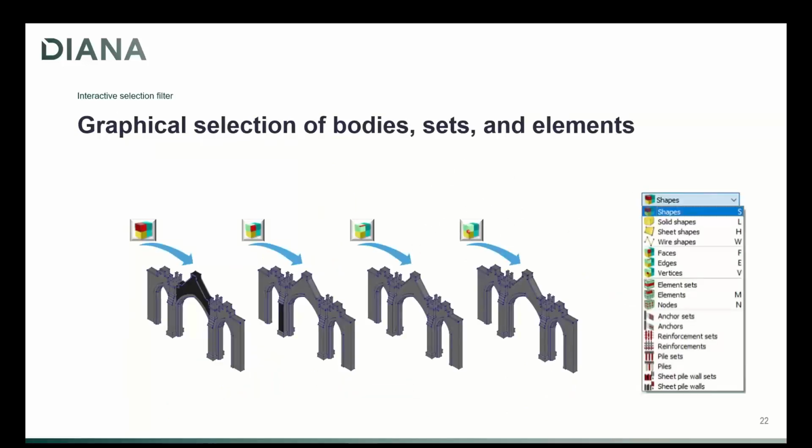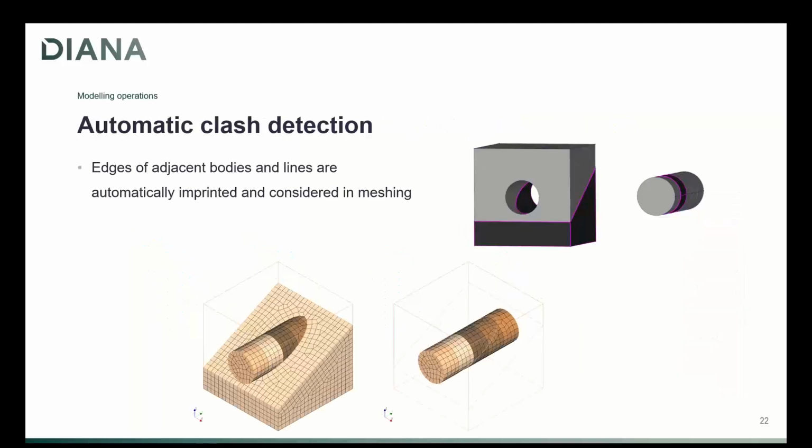Our selection window is interactive and object-oriented, so you can directly select them based on the selection filter, and you see that the selection filter offers quite some choices. And this is a nice feature, especially if you are dealing with complex models, which have a lot of geometrical entities. By selecting the right filter, you can easily pick up the item that you want to select.